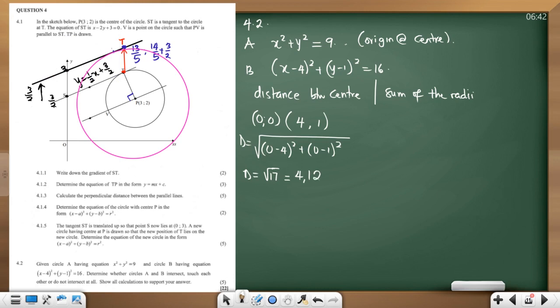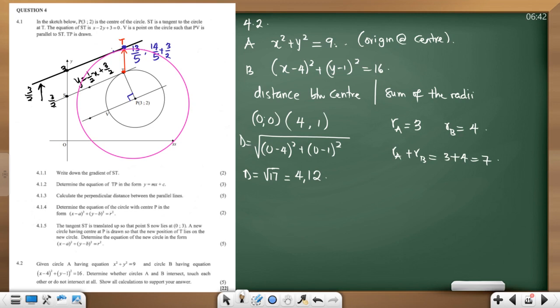That is 4.12. Now, what about the sum of the radii? Radius of A, remember it is r squared, will be 3. Radius of B will be 4. So RA plus RB equals 3 plus 4, and that is 7.